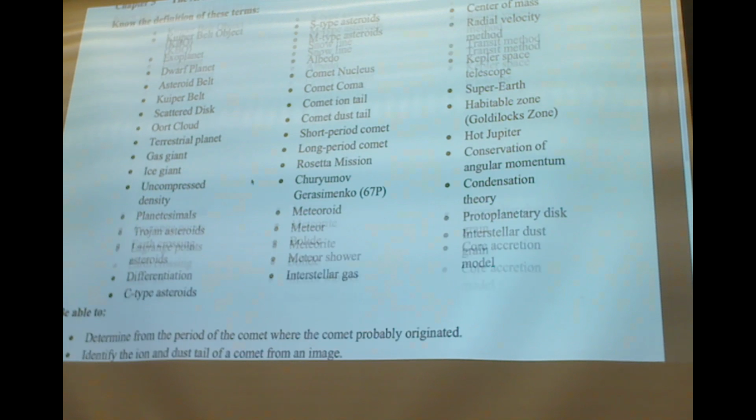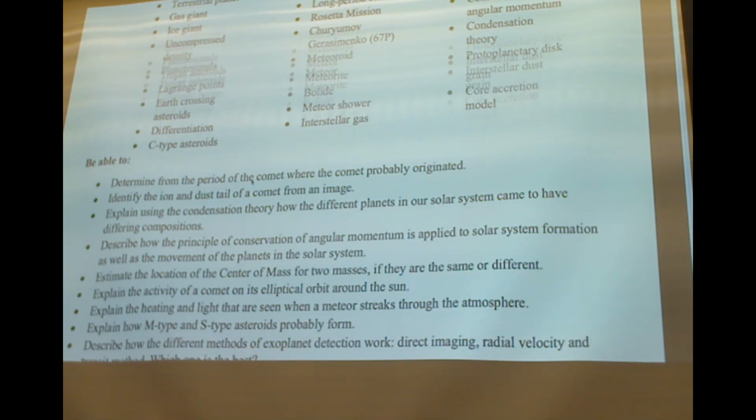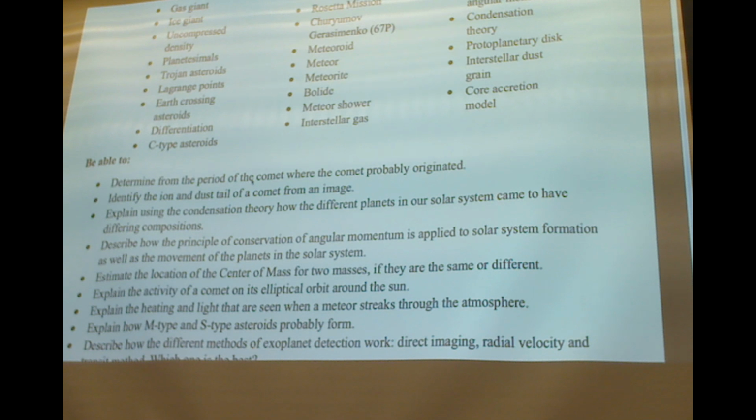Okay, let's see. Be able to determine from the period of the comet where the comet probably originated. Short period comets come from the Kuiper Belt. Long period comets come from the Oort cloud.